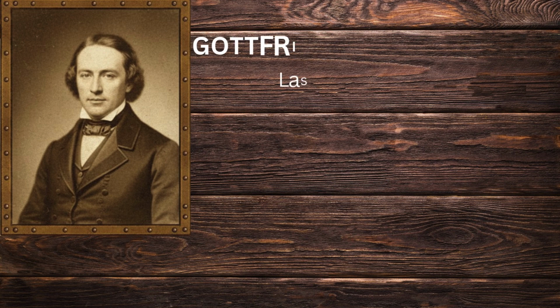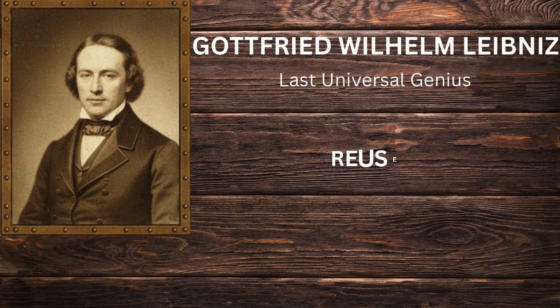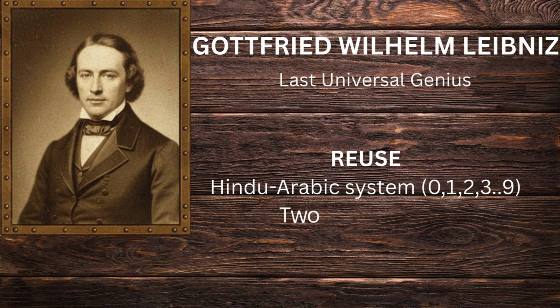In the 17th century, a great mathematician named Gottfried Wilhelm Leibniz asked an interesting question. Why do we need so many numbers? Can we represent everything using just two symbols? He proposed that all numbers could be written using only 0 and 1. At the time, it was only a theory.